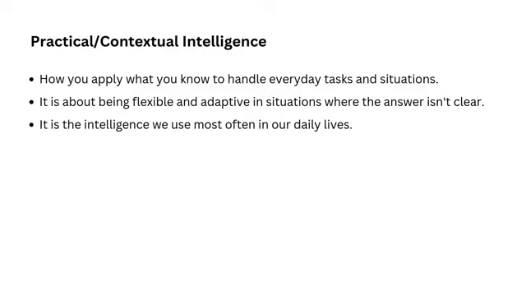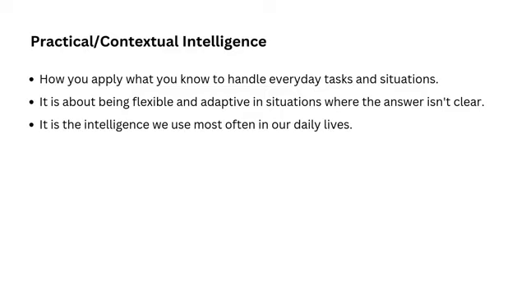Next is the practical intelligence, which is also known as the contextual intelligence. So this type is all about street smarts or knowing how to handle everyday tasks. It's your ability to apply what you have learned to the real world. For example, imagine you're trying to manage your time during a busy school day. You have to figure out how to balance your homework, classes, and after-school activities. That's practical intelligence, using common sense and real-world problem solving.